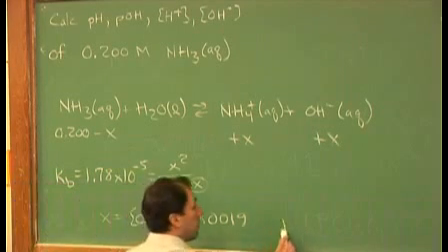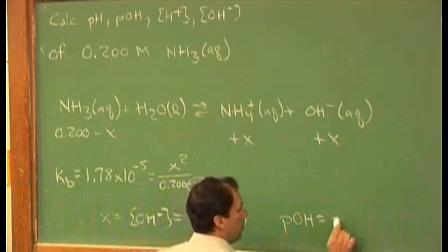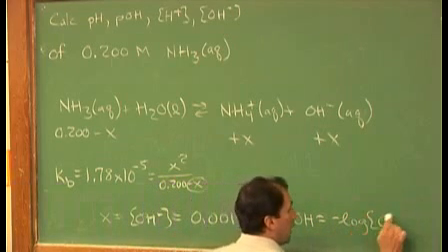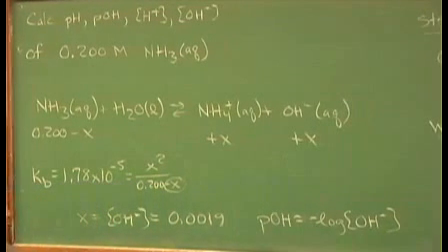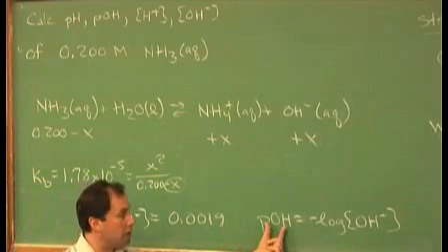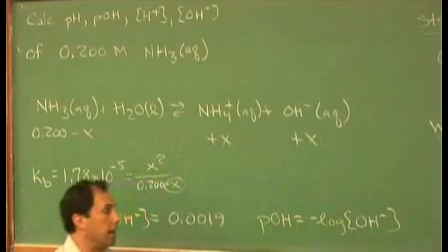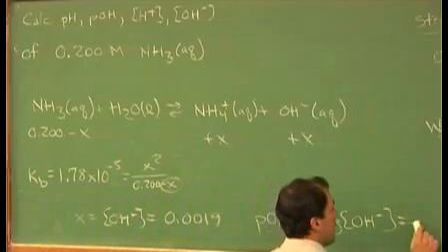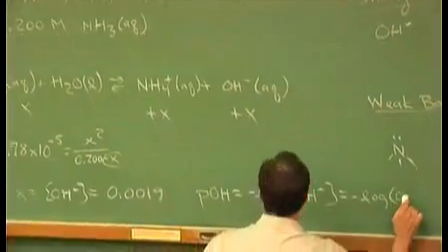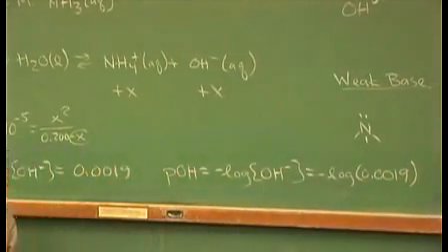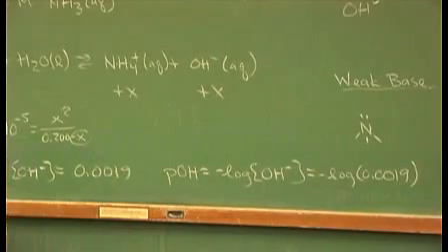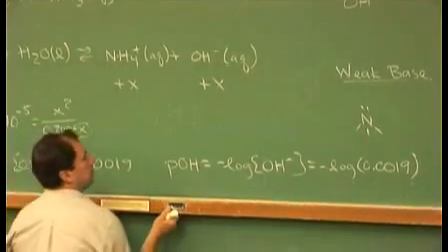The formula for that, the pOH is equal to the negative log of hydroxide ion. So like we have the pH, power of hydrogen, we have the power of hydroxide. So plug this in, negative log of 0.0019, and we calculate the pOH to be 2.72.